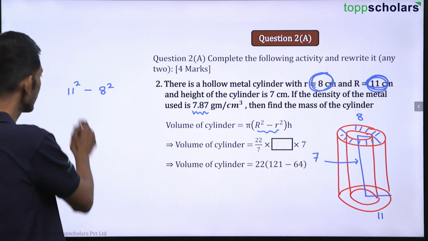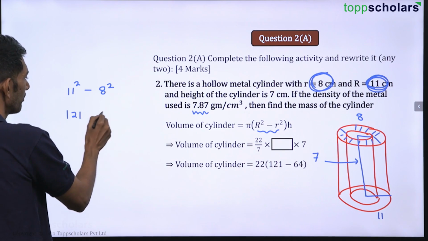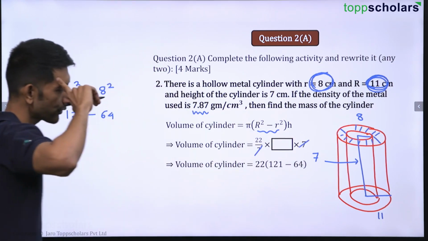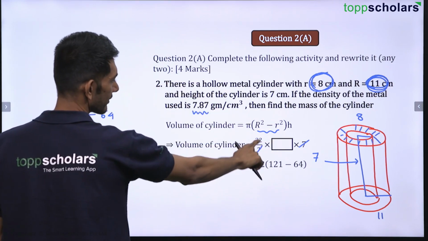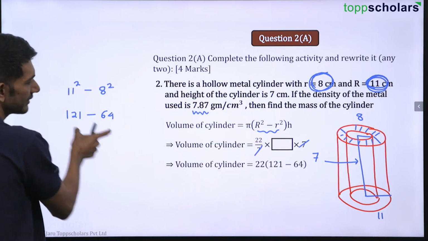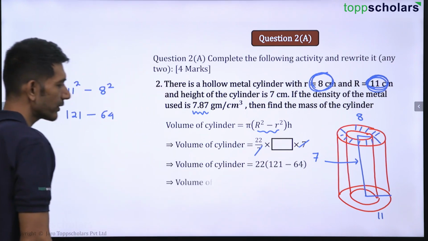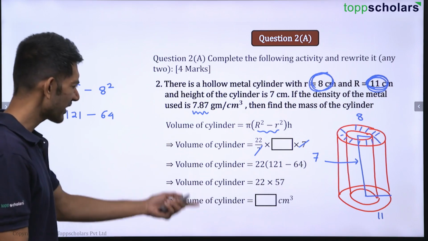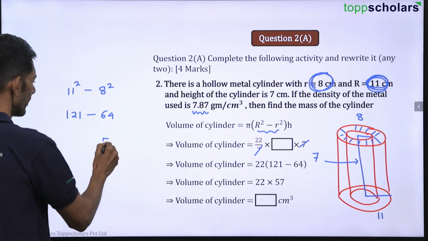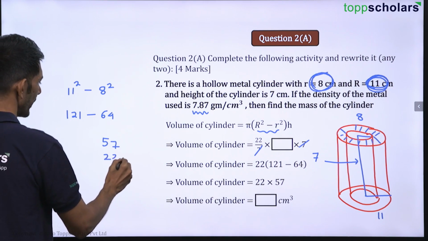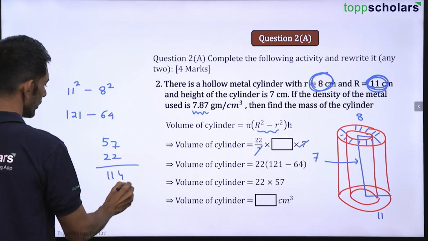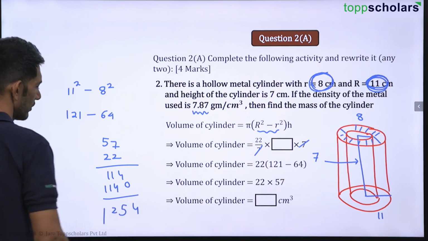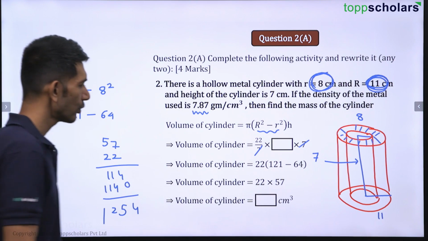So once you solve this, 11 square is 121 minus 64. That is why they have given it, and they have cancelled 7 and 7. If you use your logic here, 7 is cancelled, 22 is here, and these values are here. Then they'll subtract it, 121 minus 64, that is 57. And then they're asking you the volume, so we can just multiply 57 and 22. 57, 22. So 114, 114. So 4521. 1254. 1254 goes in this box.